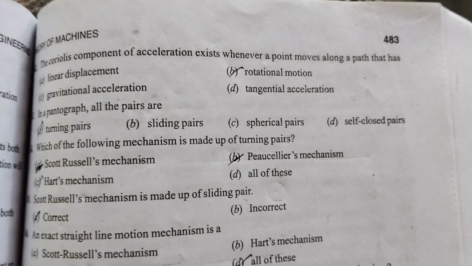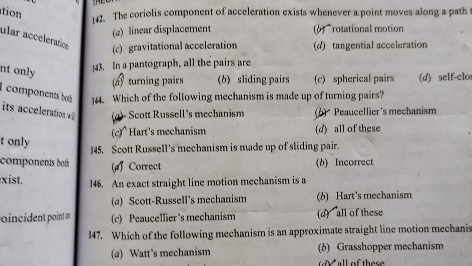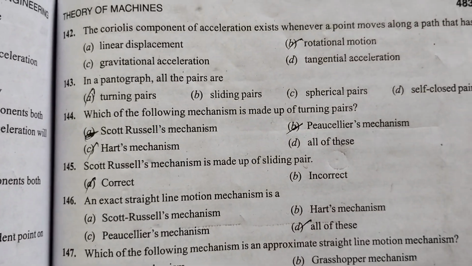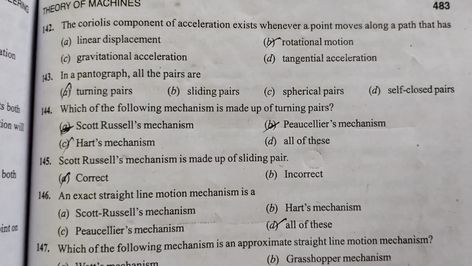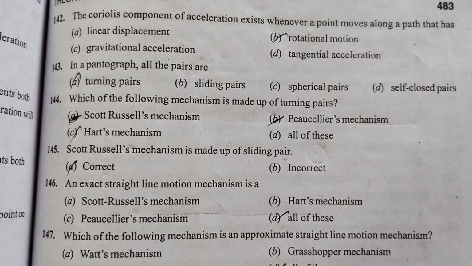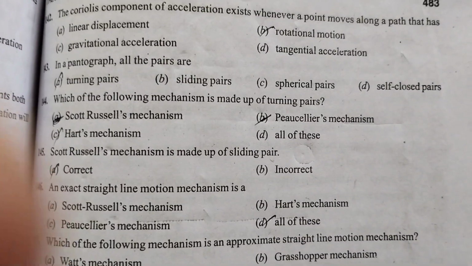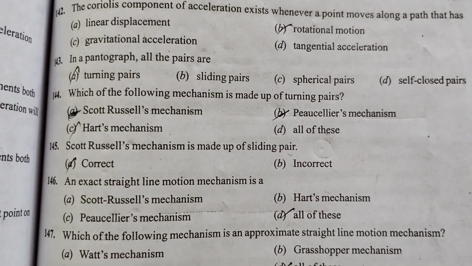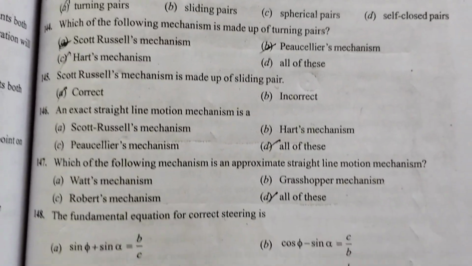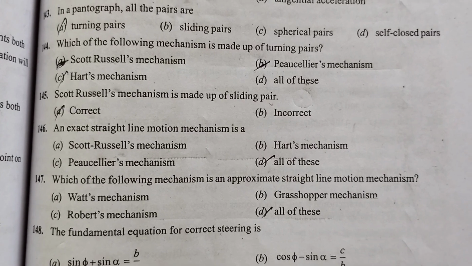A pantograph is made up of turning pairs. Which of the following mechanisms is made up of turning pairs? Peaucellier mechanism, Hart mechanism. Scott Russell is a mechanism made up of sliding pairs. This is correct. An exact straight line motion mechanism is all of the above.